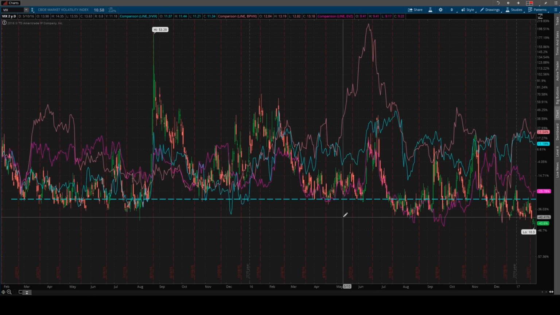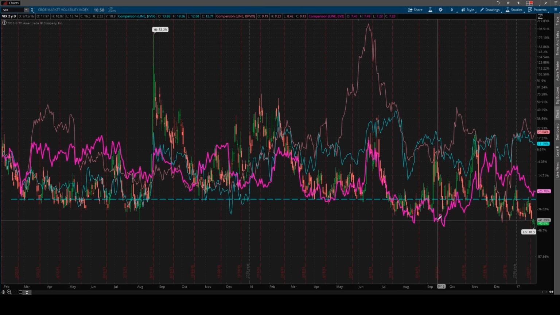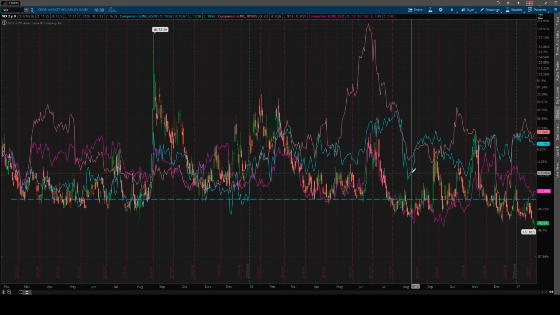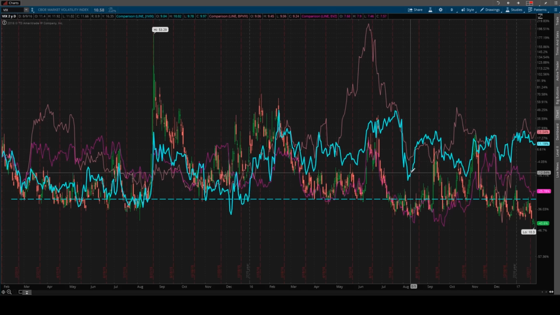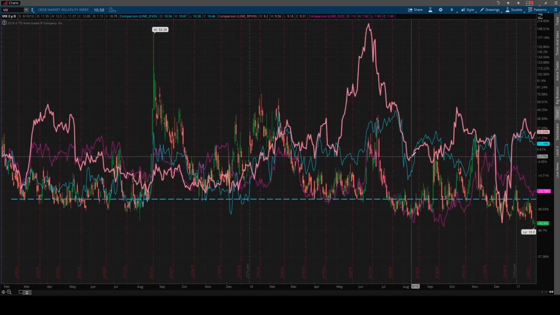It's a 2-year chart, daily chart. Candle bars are the regular VIX volatility index. This purple line represents the Euro USD volatility index, and these are all provided by the CBOE. This blue line is the yen index VIX, and this salmon colored line is the British pound.